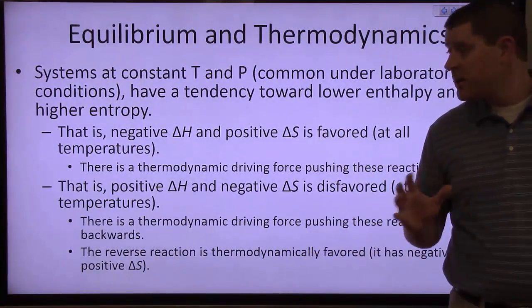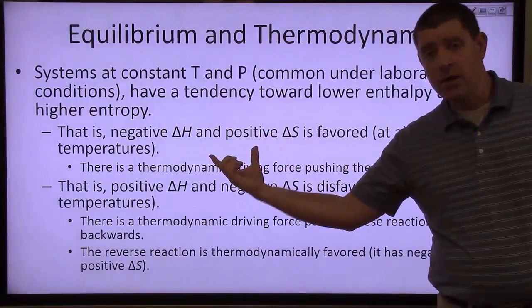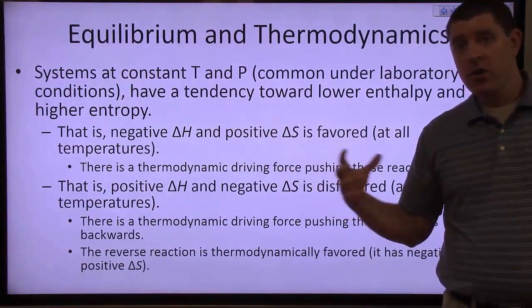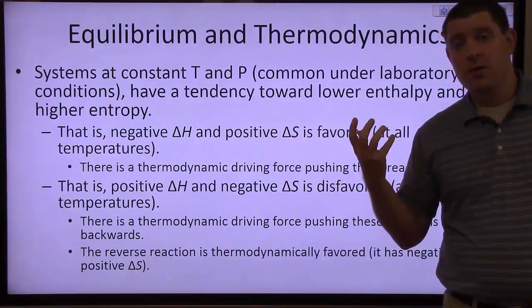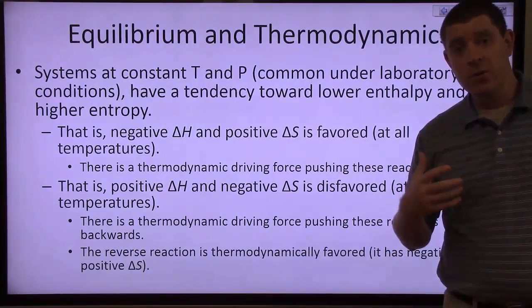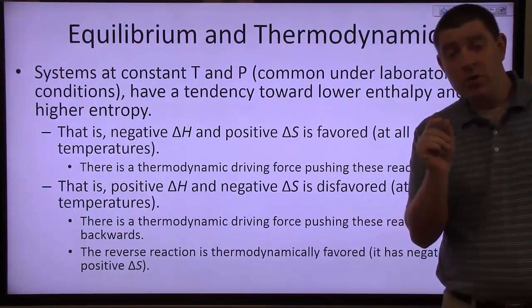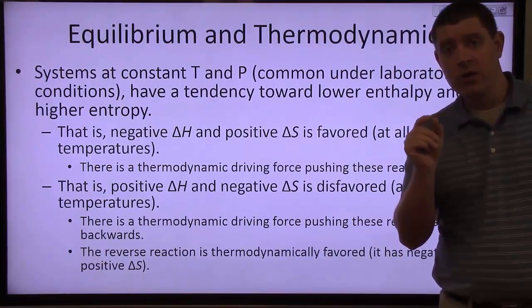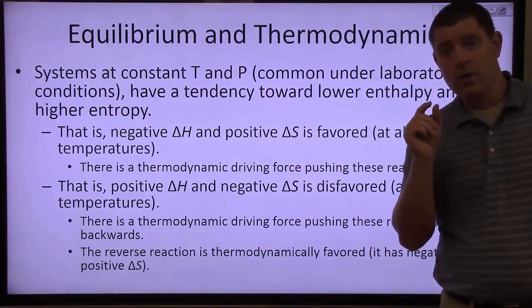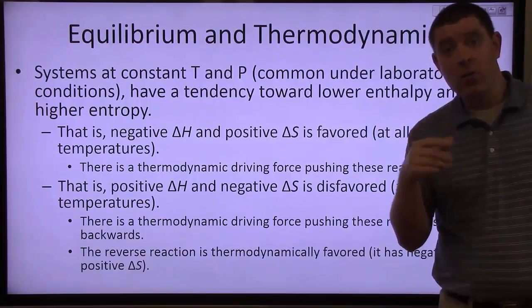Now, reactions that have the same sign on delta H and delta S have certain temperature regimes where they are favored and certain temperature regimes where they are disfavored. And then in between those two, there's a single temperature at which the forward and reverse reactions are neither favored nor disfavored. That is, we're at equilibrium.